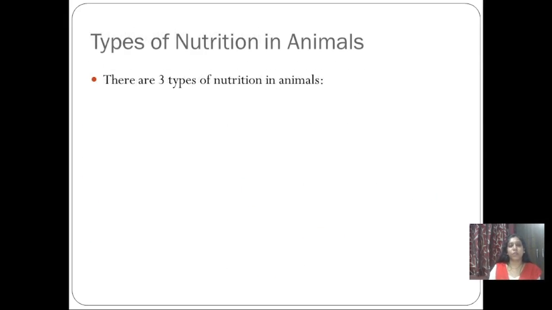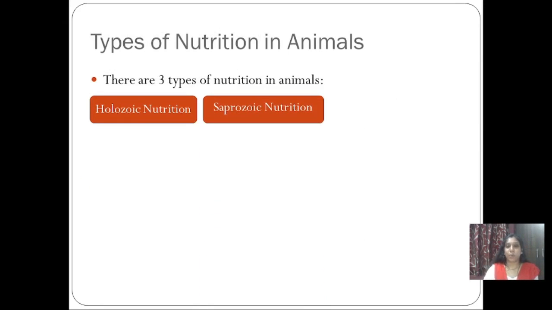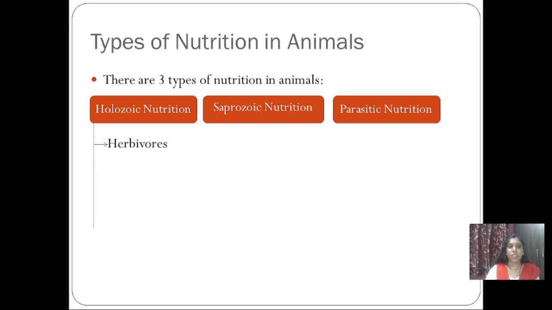Now there are 3 types of nutrition in animals. The first is holozoic, second is saprozoic, and third is parasitic nutrition. In holozoic nutrition, animals are classified according to their food types. The first is herbivores, second is carnivores, third is omnivores, fourth is scavengers, and the fifth is decomposers. So let us see these types of nutrition of animals one by one.